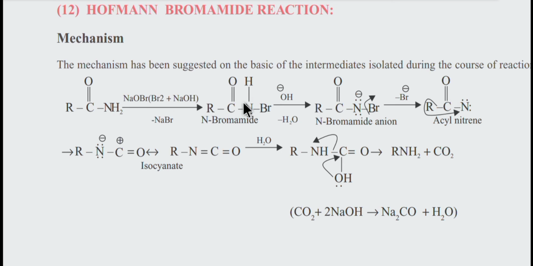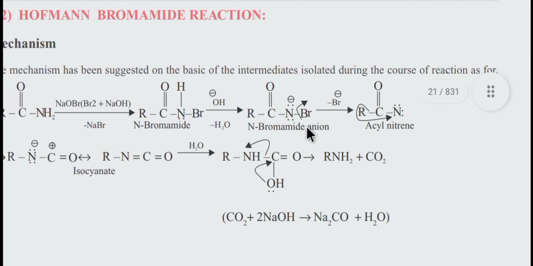Here there is only one proton left, because one proton was abstracted, and this produces OH. So the N-bromoamide structure will be produced. Also one OH and one NaBr, sodium bromide, will be produced. But once again, another proton will be abstracted by this OH, which produces a negative charge on the nitrogen and gives the N-bromoamide anion.